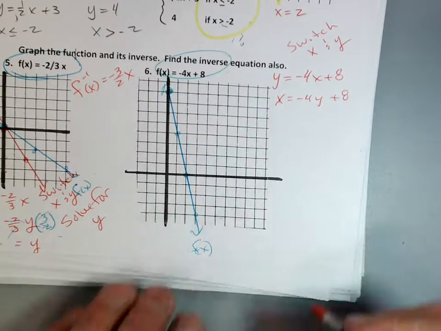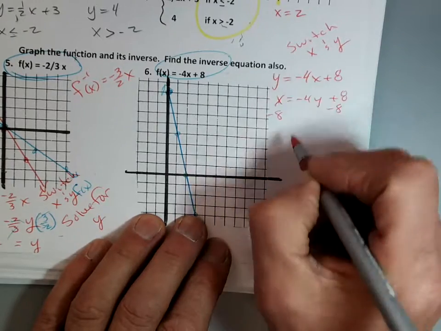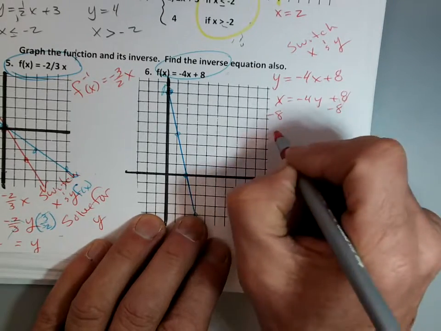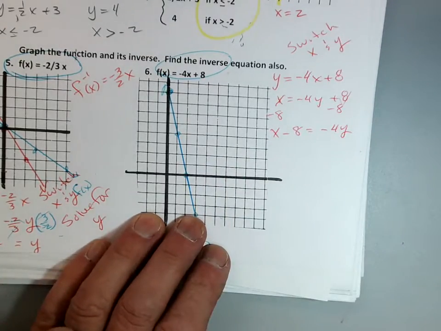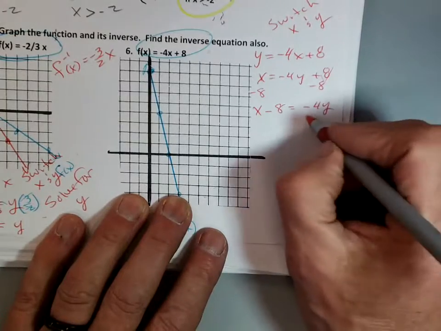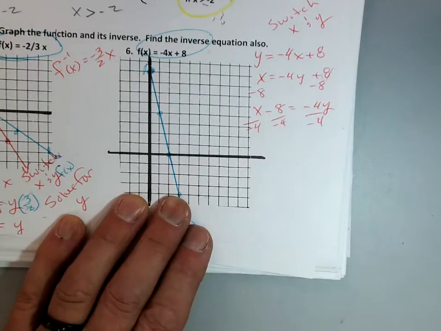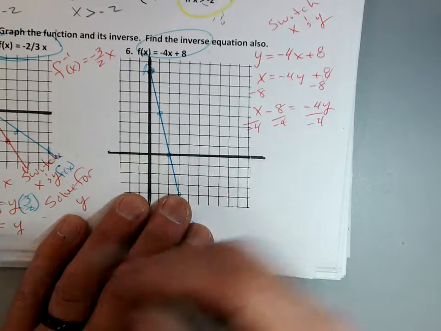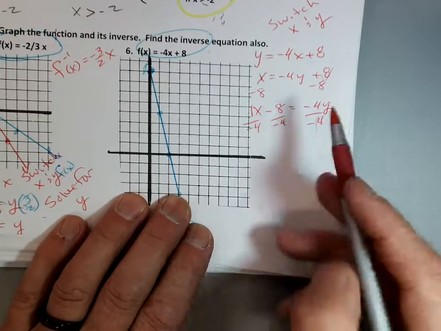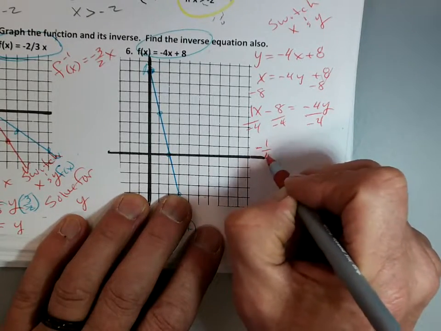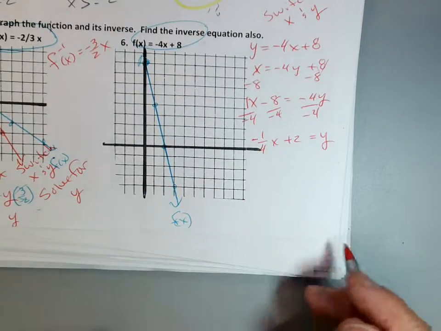And I'm going to solve. I've got to solve for y. So I'm going to bring over the 8. I'm going to go minus 8, cancels, and I get x minus 8 equals negative 4y. And divide by negative 4 everything. Okay? There's a 1x. We don't ever really write the 1, but there's a 1. So we get a negative 1/4 x plus 2 equals y, or f inverse of x.